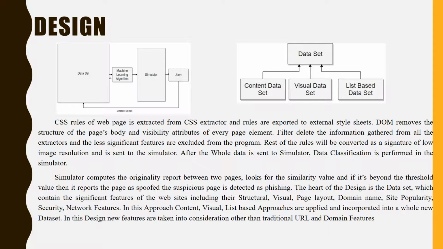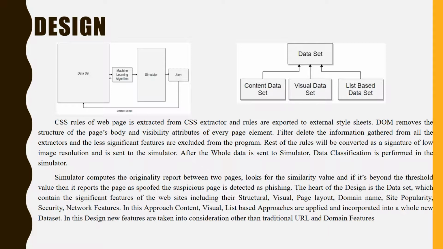Since, as explained in the previous slides, all the approaches are limited to one kind of approach, either content based, visual based, or list based. So what I'm trying to do here is I'm taking into consideration all the significant features which have an impact in detecting the phishing sites. So in this proposal, I took all the features which are very significant in detecting the phishing models from the content data, from the visual data, and from list-based data sets.